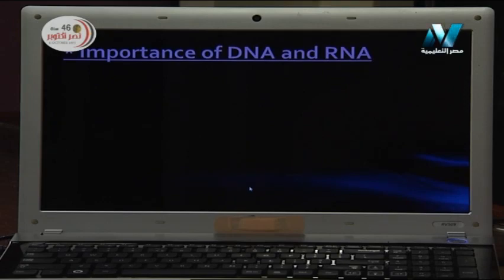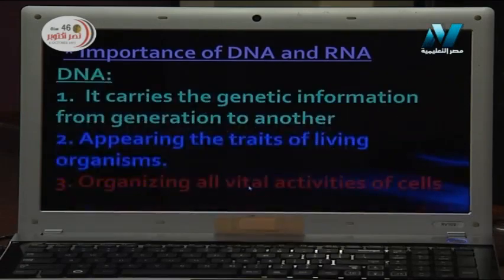Importance of DNA and RNA. What is the importance of DNA and RNA? It carries the genetic information from one generation to another, appearing the traits of the living organism, organizing all vital activities of the cell.